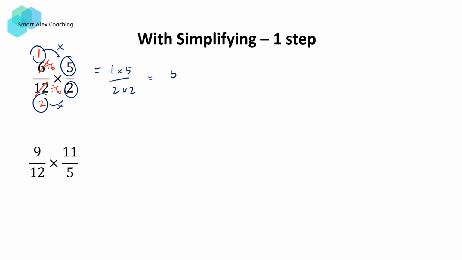And this is going to give us the answer of 5 over 4, which is an improper fraction. And if you remember, this can be simplified to 1 1/4. So for the next example, 9/12 times 11 over 5.